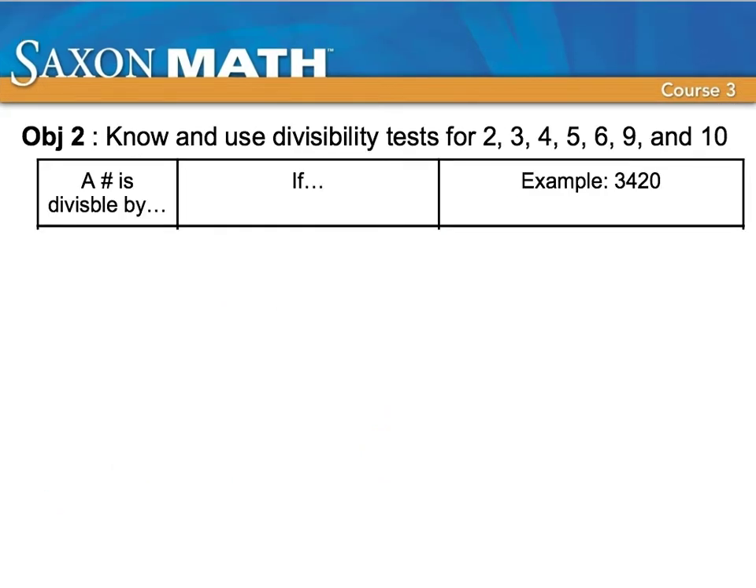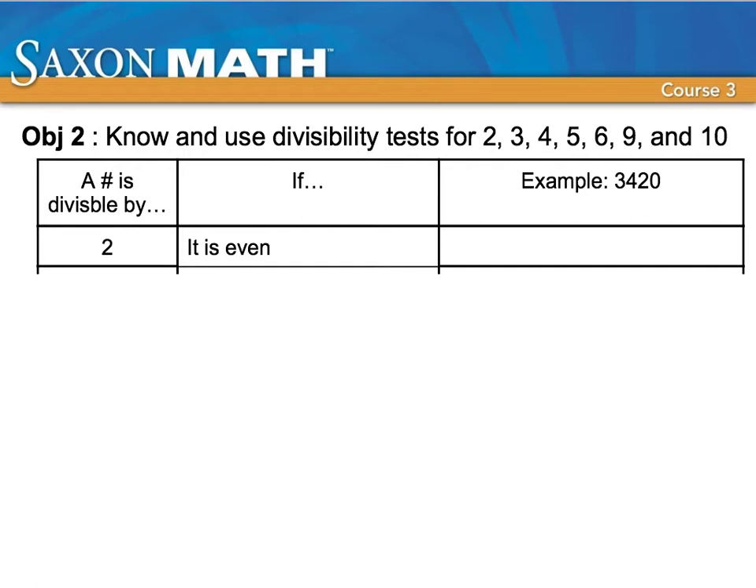Alright, next up is objective 2. It's know and use divisibility tests for the numbers 2, 3, 4, 5, 6, 9, and 10. A divisibility test is just something that we can use to tell if a number is divisible by something else. So we're going to make a table with the number that we're testing, and then the rule, and then we're going to use this example. So here we go. A number is divisible by 2 if it is even.